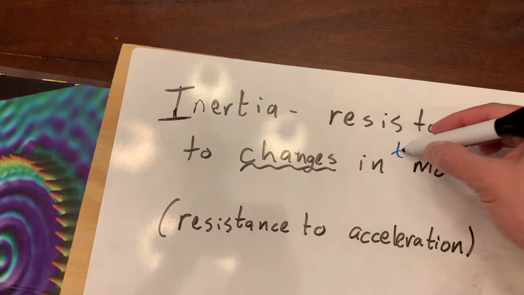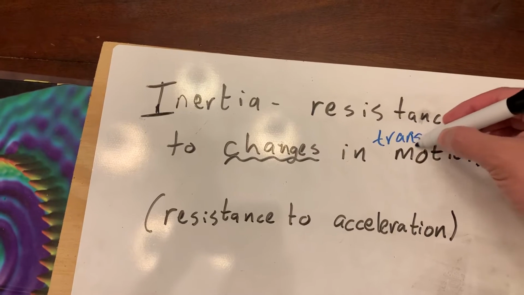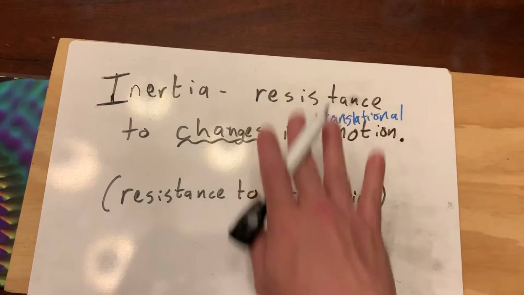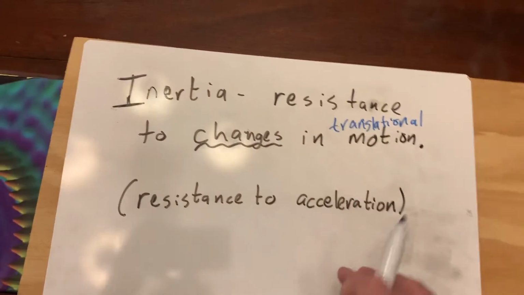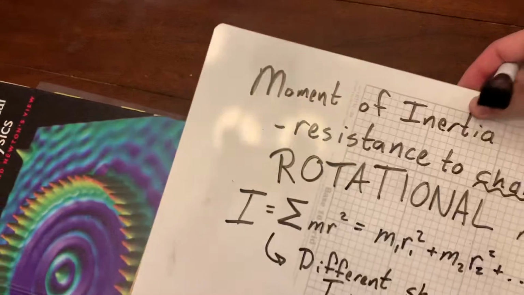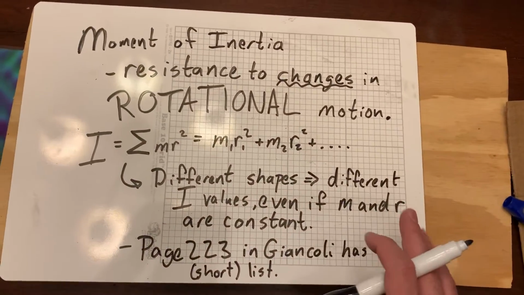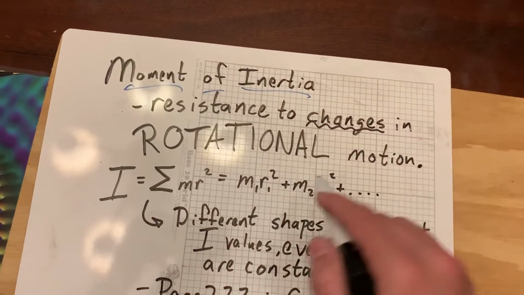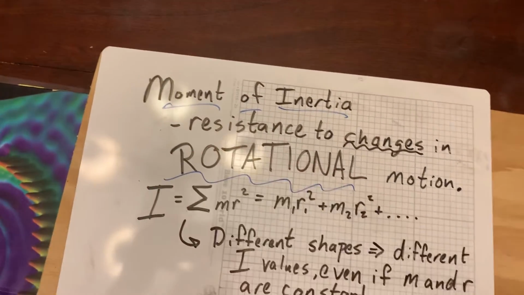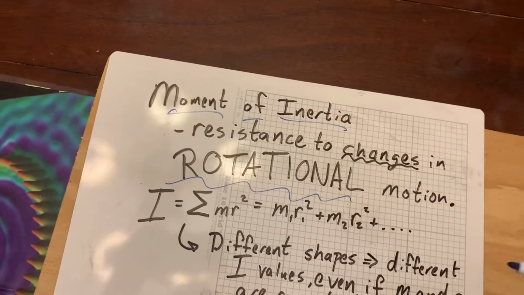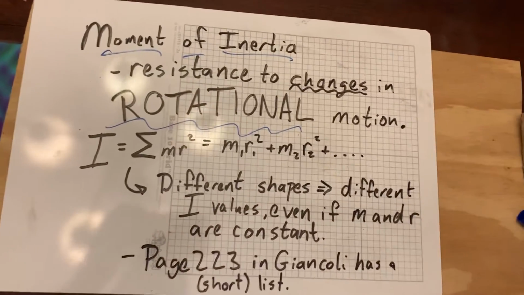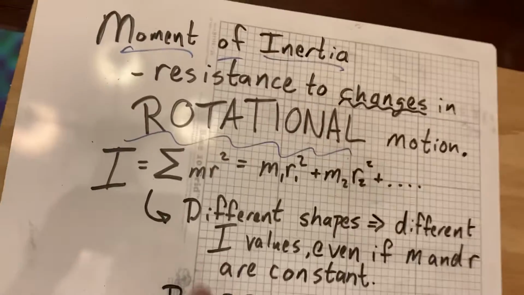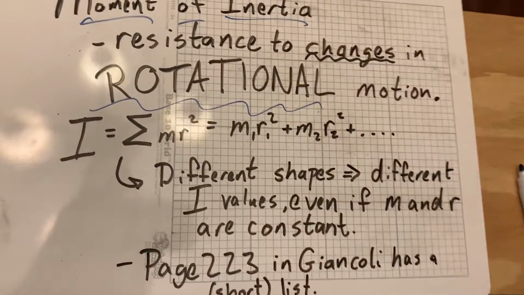But really what we want to do now is we want to say it's translational motion. It's motion sideways and up and down, but not spinny motion. For spinny motion, we want to talk about the moment of inertia. So the moment of inertia is going to be resistance to changes in rotational motion. The formula for it: with regular inertia, it's just equal to the mass. For the moment of inertia, it depends on a bunch of different stuff.